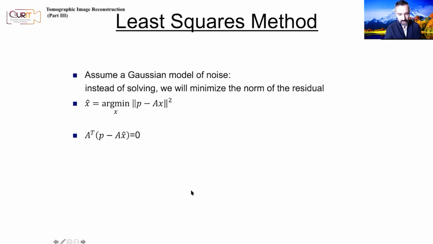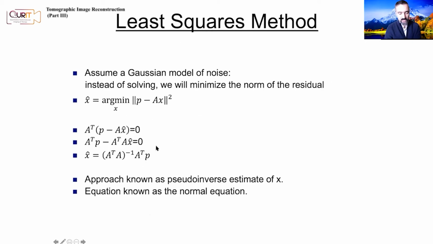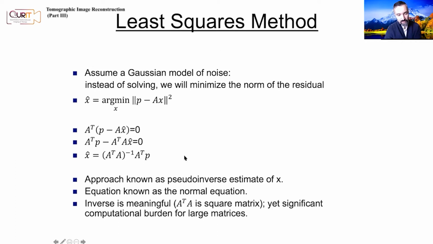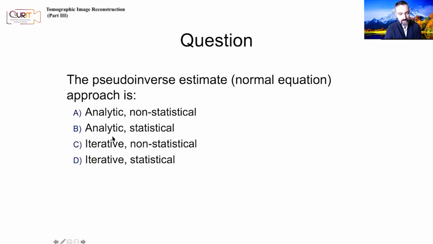So this is not an iterative formula. It's just a closed form analytic formula. There's no iterative updates. It's a formula that you can implement and get the answer. But it is statistical because it is based on a least squares model and a Gaussian model of noise. Okay, so the correct answer is B.